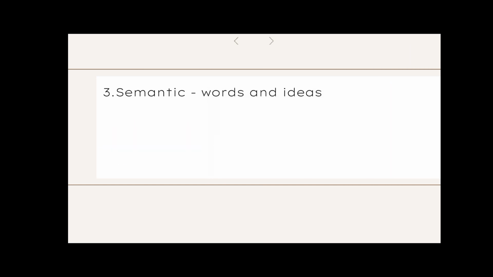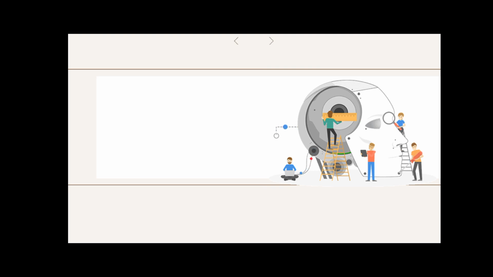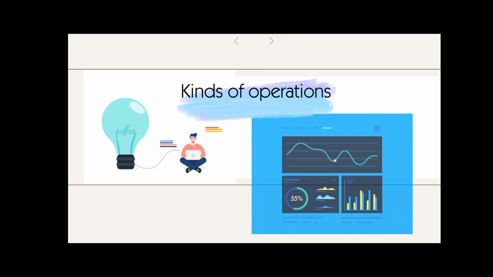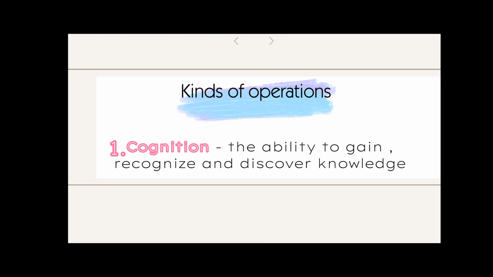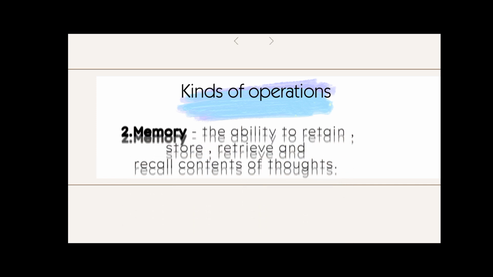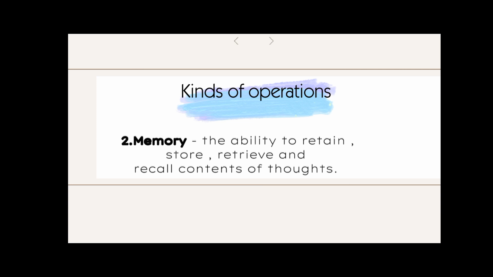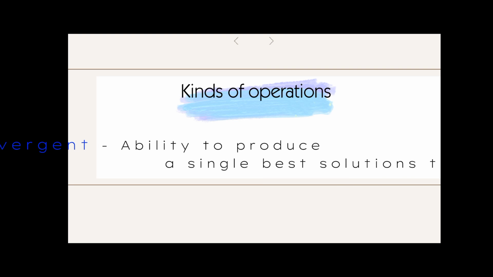And third, semantic. It is words and ideas. And the fourth is behavioral, or action and expressions of thoughts and ideas. And there are the 5 kinds of operations, namely cognition, or the ability to gain, recognize, and discover knowledge. The second is memory, or the ability to retain, store, retrieve, and recall the contents of thoughts.